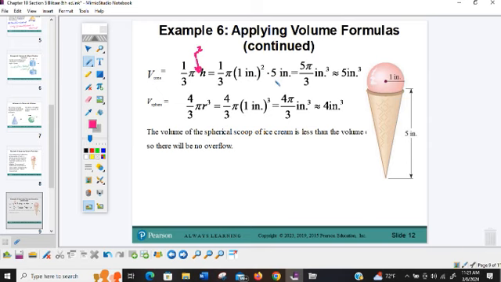Now this, just double checking them, okay? It gives you 5 pi over 3 inches cubed, which is about 5 inches cubed, okay? Now let's do the sphere, right? So that's 4/3 times pi times r cubed. Now our radius is 1 again, so we're cubing the 1, and that gives us 4/3 pi inches cubed, which is about 4 inches cubed, okay? So this will be able to hold all of that scoop of ice cream without overflowing.